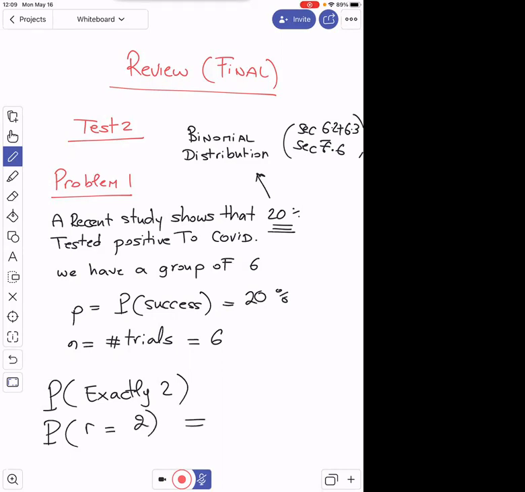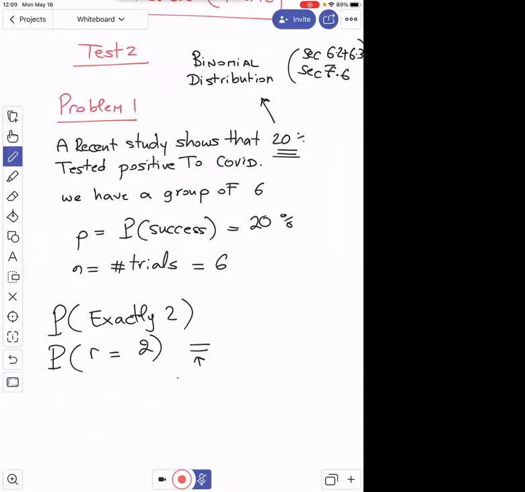To complete the answer here, all you have to do is use table number 2. So you go to table number 2 with probability of success p equal to 20%. That's 20 divided by 100, which is 0.20. And n is 6. And you want your r to be equal to 2, right?